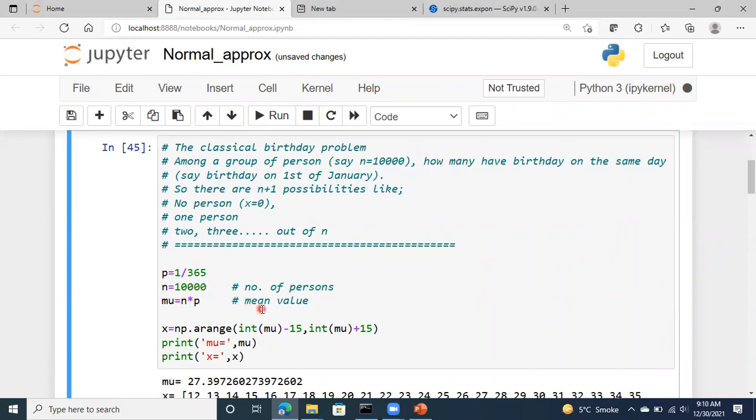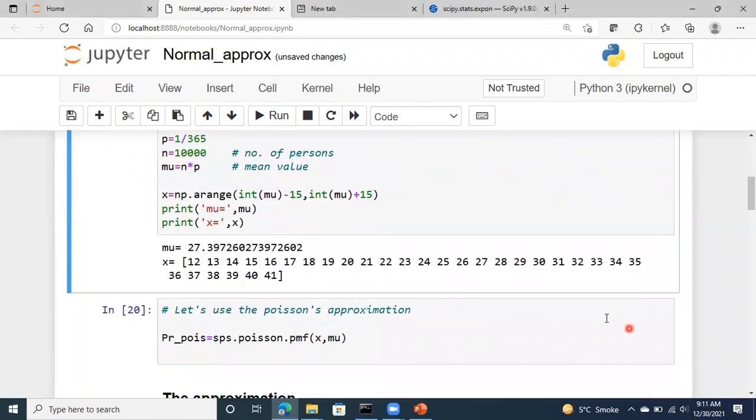10,000, and the mu value, the mean value, is NP, right? And I have defined the X range values for the calculation of probabilities as mu minus 15 and mu plus 15. I have made that number an integer because in the arange function, I require the values to be integers. If I run it, I have used separate print commands to print the mu value and X.